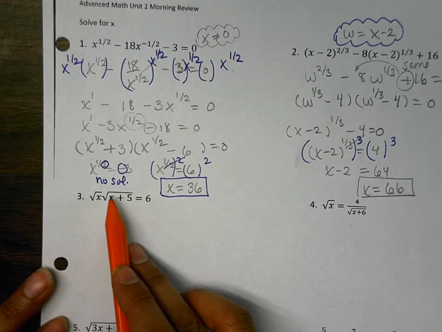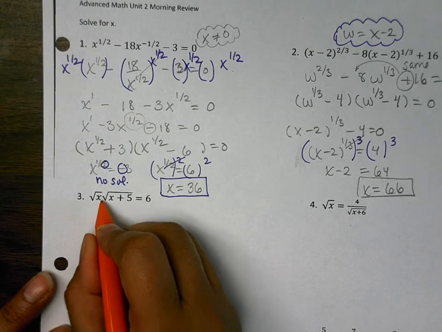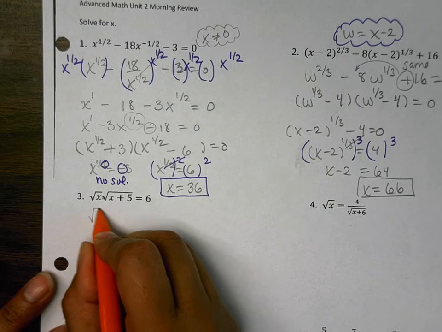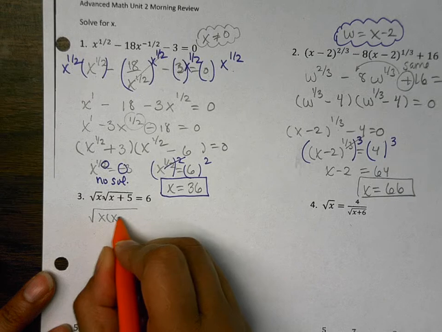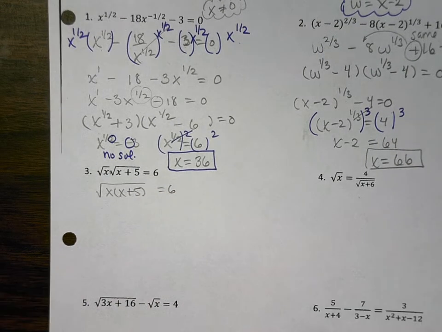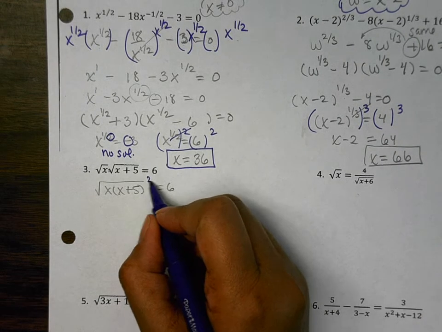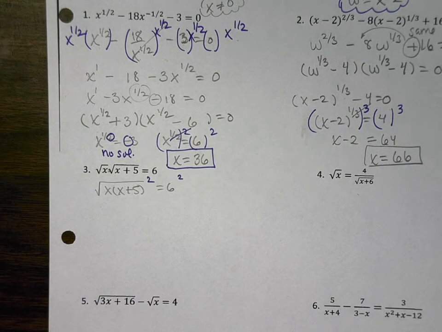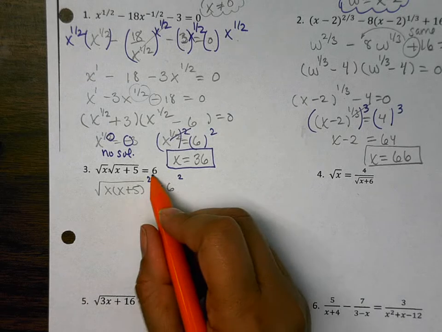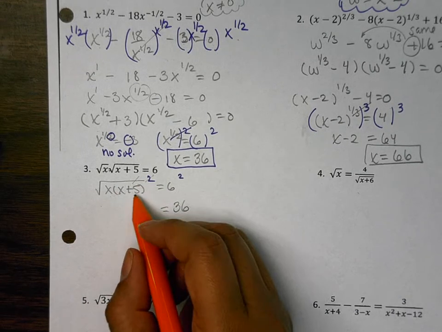Okay, number 3. Is this one where I isolate the radical or just write it under one radical? Why? Because it is what right there? Multiplication. Okay. What do I do to both sides? Square. I'm going to do 2 things at one time. I'm squaring, and I'm also going to distribute.